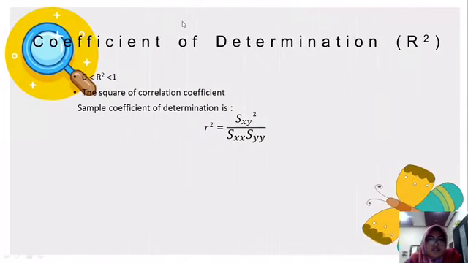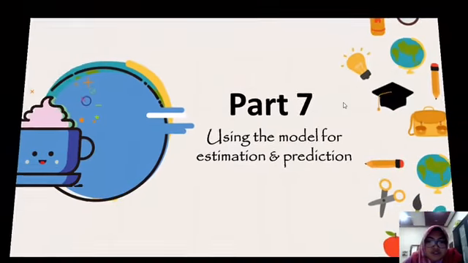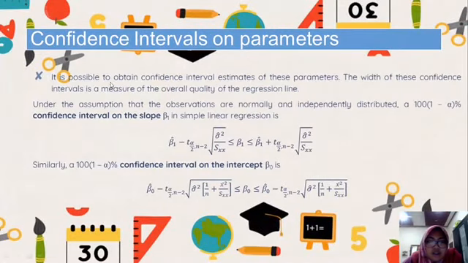The next is the coefficient of determination, or R square, which is the square of the correlation coefficient. Next, using the model for estimation and prediction. Confidence interval on parameters. The parameters are the slope and intercept, or beta 1 and beta 0. We can find the confidence interval on the slope by using this formula, and also we can find the confidence interval on the intercept by using this formula.